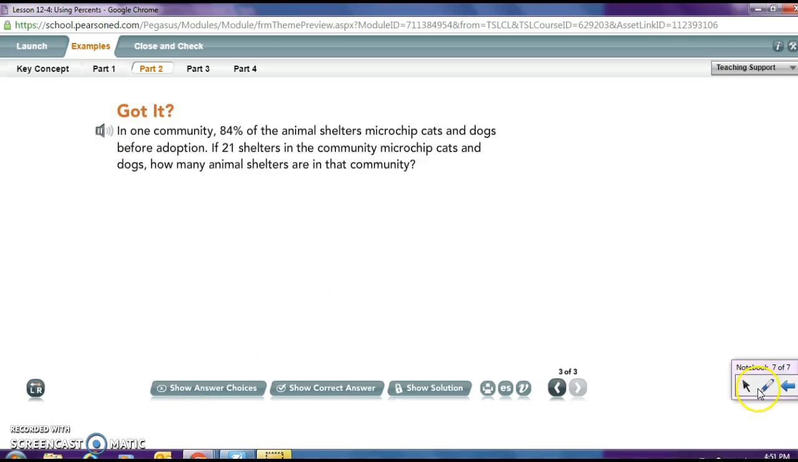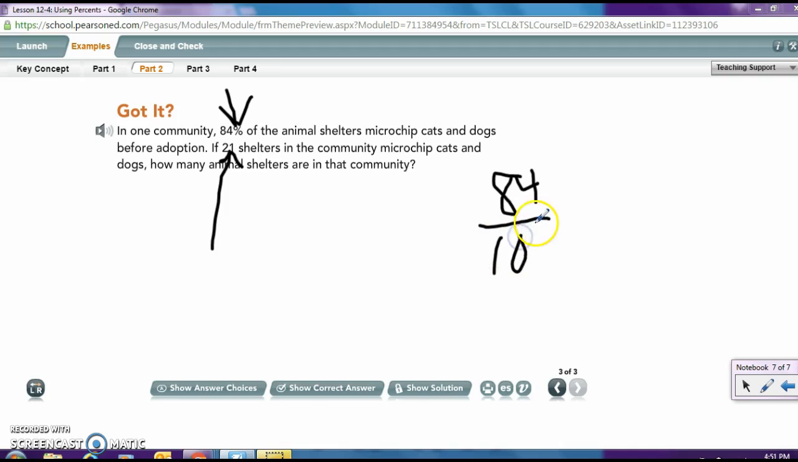In one community, 84% of the animal shelters microchip cats and dogs before adoption. If 21 shelters in the community microchip cats and dogs, how many animal shelters are in that community? So what do we know? Well, we know that 84%, and 84 is always written over what number? 84 is always over 100. Okay?